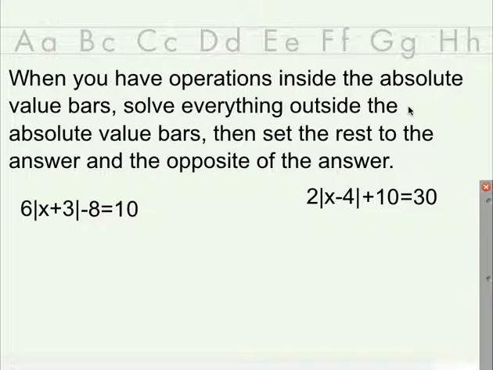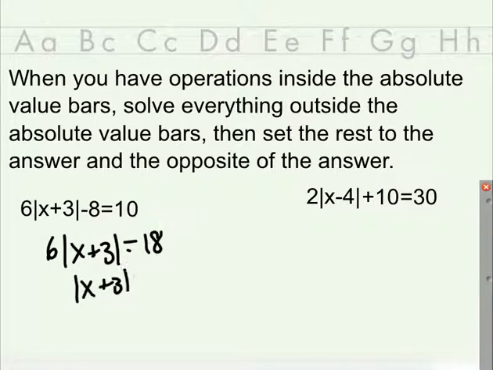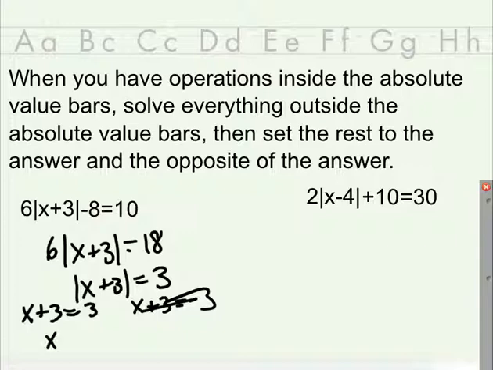I'm going to add 8 to each side and get 6 times the absolute value of x plus 3 is equal to 18. I'm going to divide by 6, get the absolute value of x plus 3 is equal to 3. Now I split it up. x plus 3 is equal to 3. x plus 3 is equal to negative 3. Meaning I'm going to subtract 3 on each side and get x is equal to 0. x is equal to negative 6.